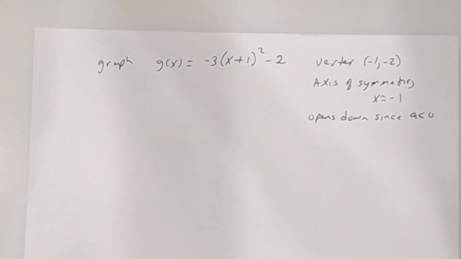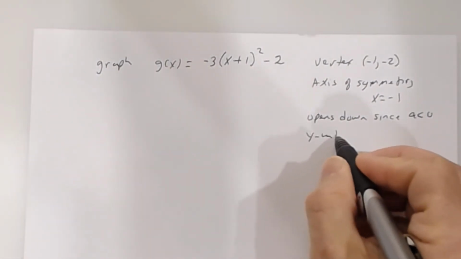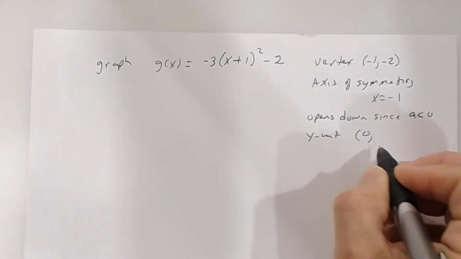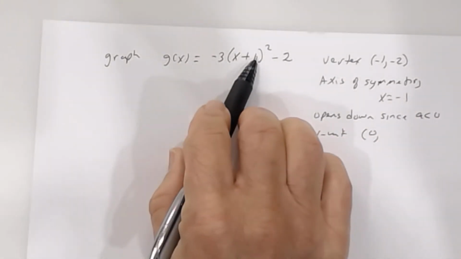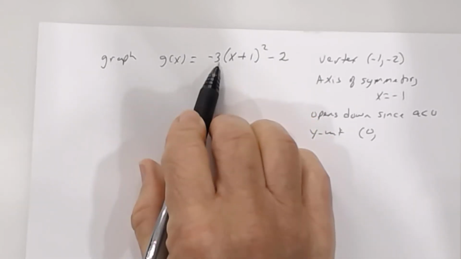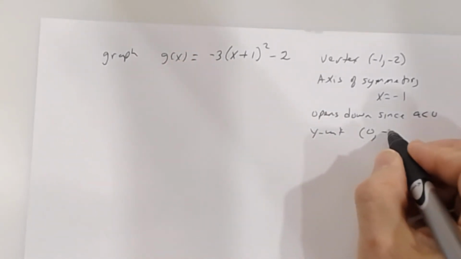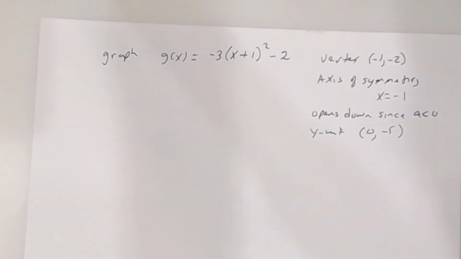All right. Let's find the y-intercept. It always has a y-intercept. (0, ...). What's 0 plus 1? What's 1 squared? 1 times -3? -3. -3 and a -2? -5. So my parabola is going to cross the y-axis at -5.